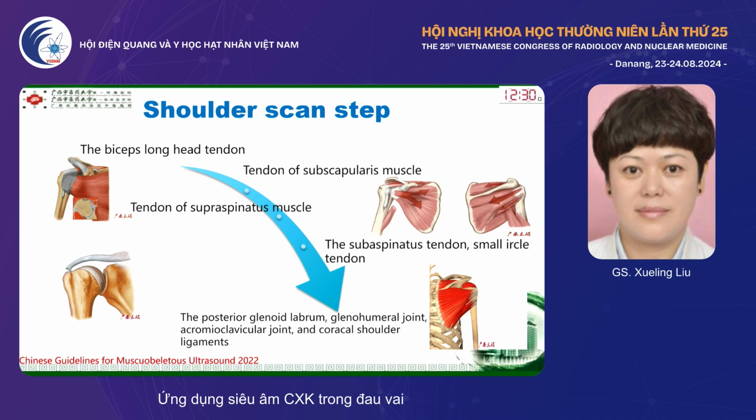Shoulder scan standard. According to the Chinese guidelines for musculoskeletal ultrasound 2022: 1, the long head of the biceps tendon. 2, the tendon of the subscapularis muscle. 3, the tendon of the supraspinatus muscle. 4, the infraspinatus tendon and teres minor tendon. 5, the posterior glenoid labrum and glenohumeral joint, acromioclavicular joint, and coracoacromial ligament.